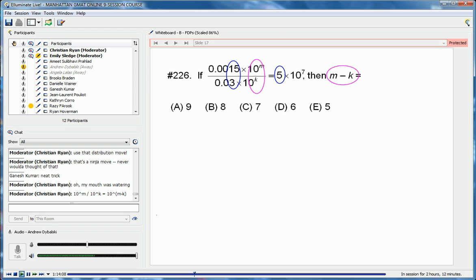So I basically converted this fraction here to 15 times 10 to the negative 4 times 10 to the m, divided by 3 times 10 to the negative 2 power times 10 to the k. From there, if you look at those as 3 different columns almost, you get 5 times 10 to the negative 2 times 10 to the m minus k power. Once you're at that point, you basically just have to add the powers of the 10 to the minus 2 plus m minus k to get 7, and I came up with the answer of 9.